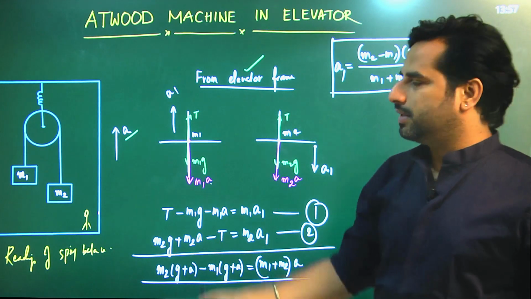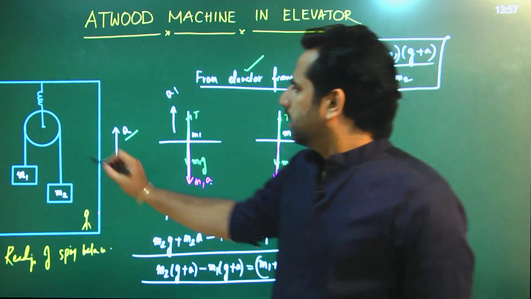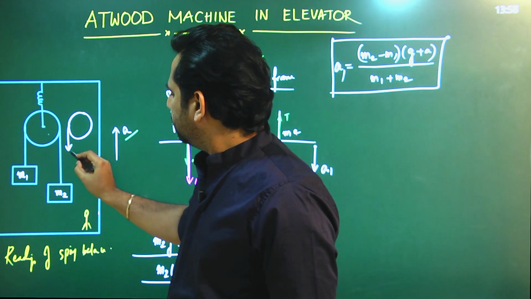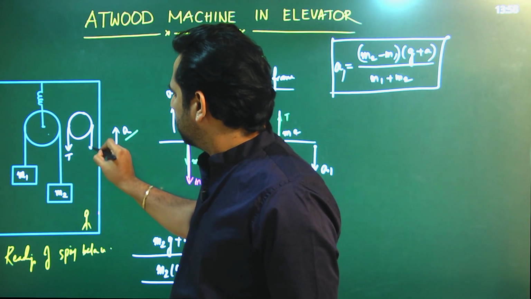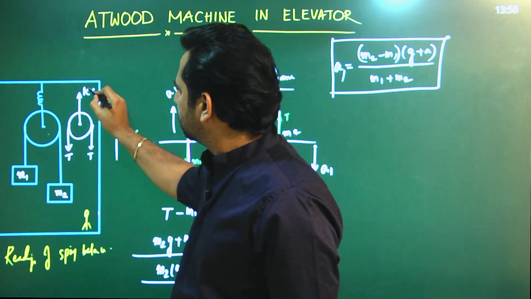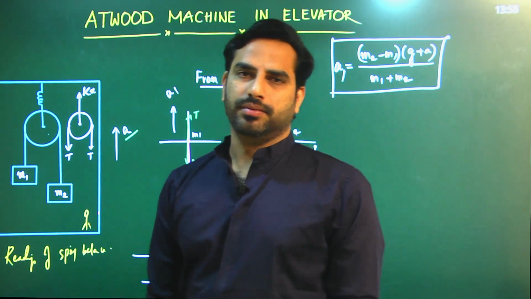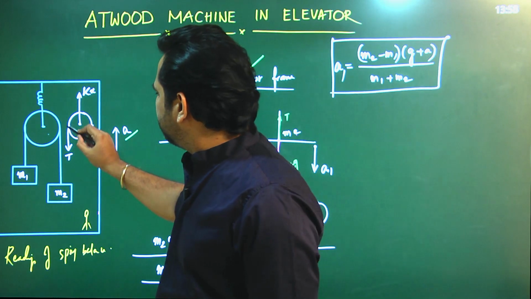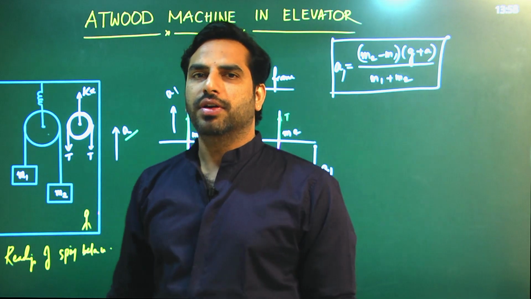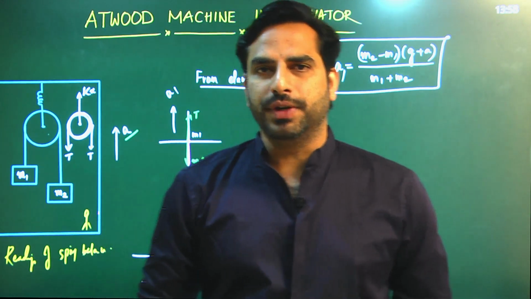Of course, for this question we don't need acceleration, we basically need tension, because look at this pulley. For this pulley there is T down and there is T down, and Kx is upwards, and because the mass of the pulley is negligible, it is at rest, so the pseudo force on the pulley is also negligible, because the magnitude of pseudo force is mass of the system into acceleration of the frame of reference.